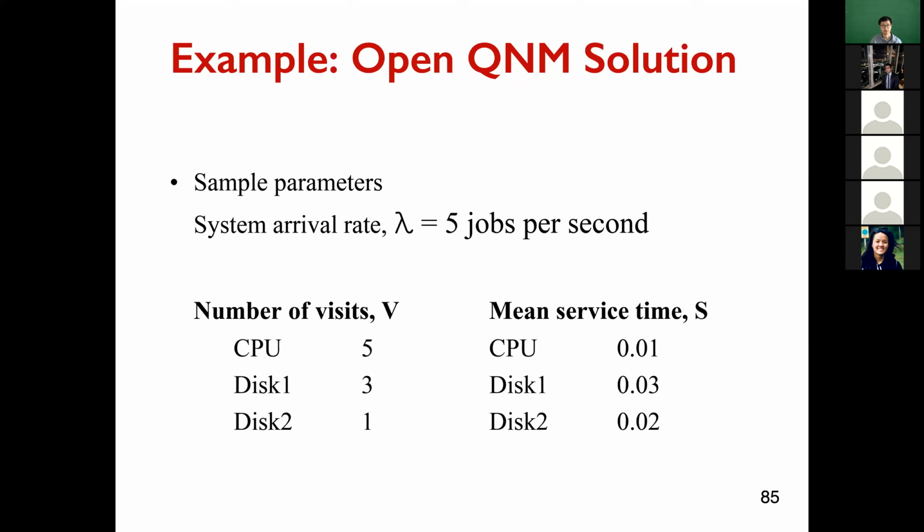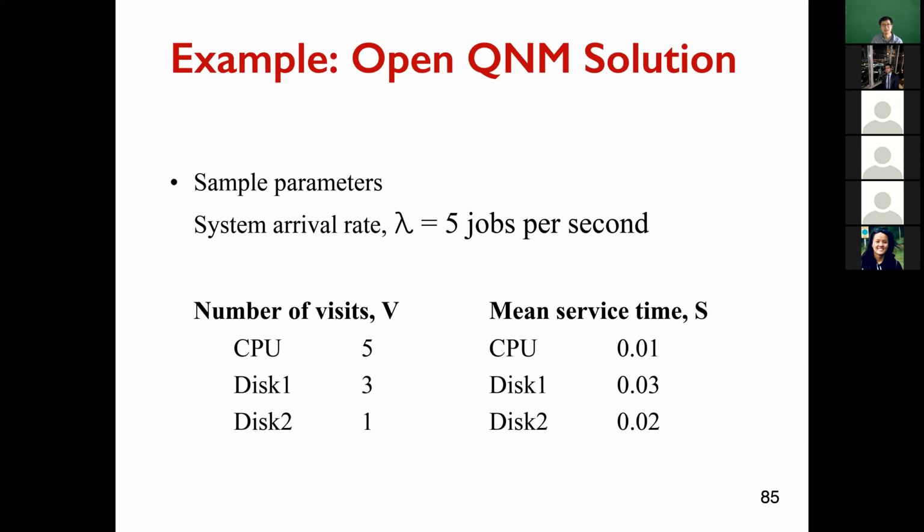And for service requirements for each device, we give the number of visits and the service time for each visit, right? For CPU, one request would have 5 visits to CPU, and each visit needs 0.01 seconds on the CPU, okay? And similar for disk 1, disk 2, okay? Then we do a calculation.